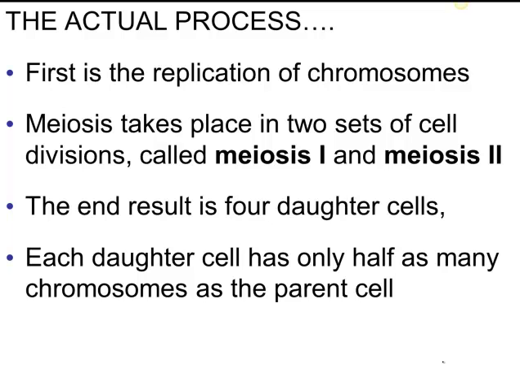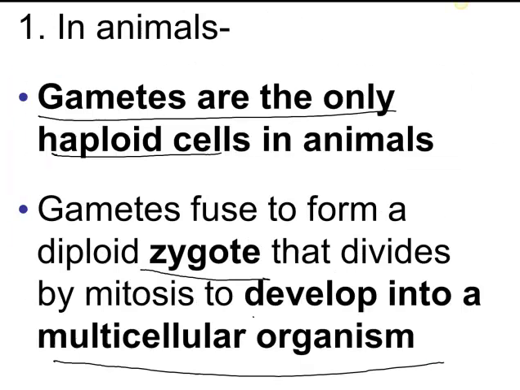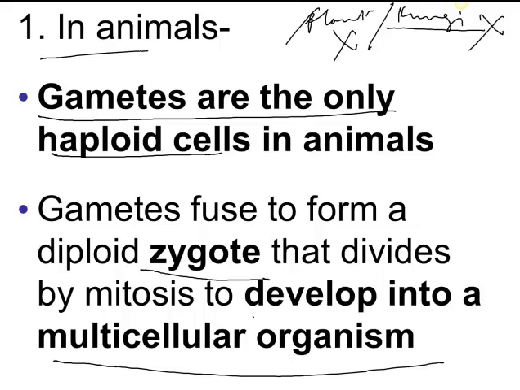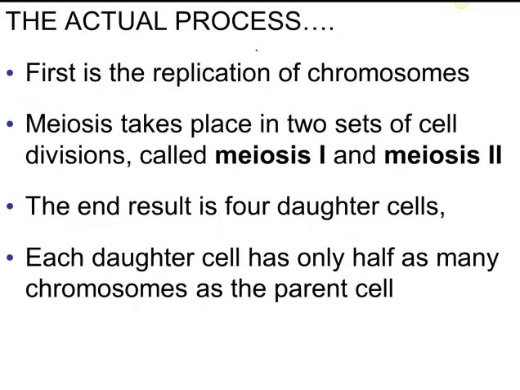In the actual process we'll talk about, there are other processes for plants, for lower fungi and so on. I have sort of taken it out of your syllabus right now. We are just talking about what happens in meiosis in animals. So first, you will have replication of chromosomes. Then meiosis takes place in 2 sets of cell divisions, so you'll have 2 cell divisions. One is meiosis 1 and the other one is meiosis 2.